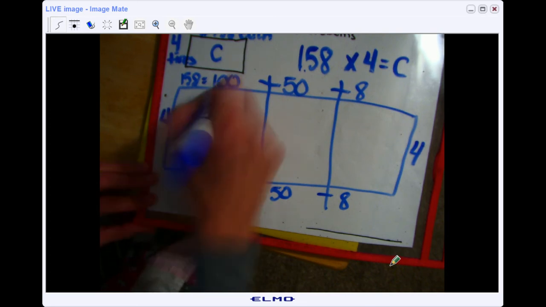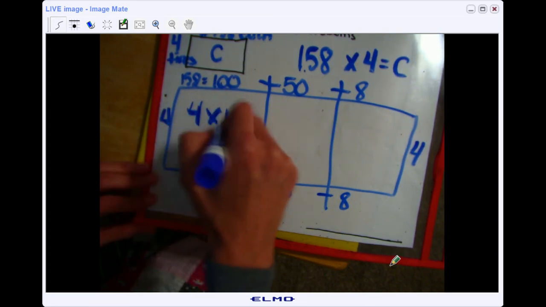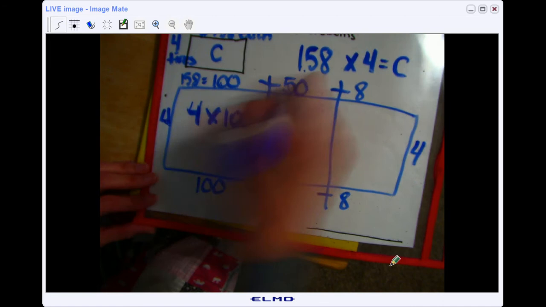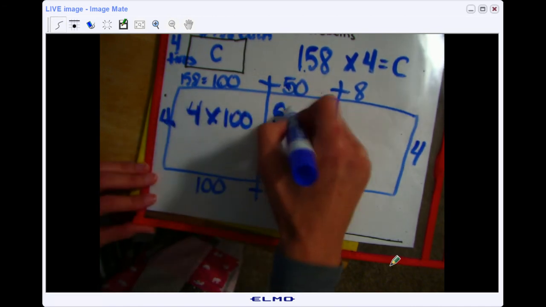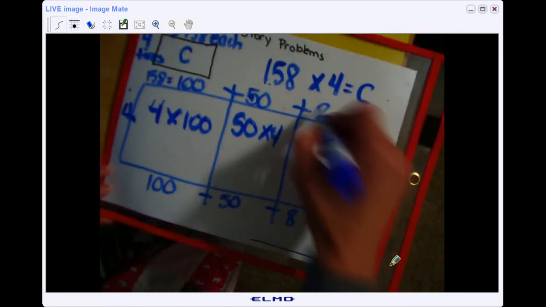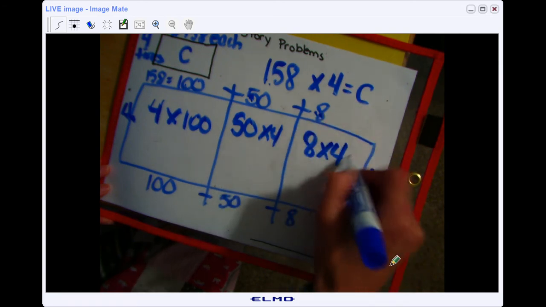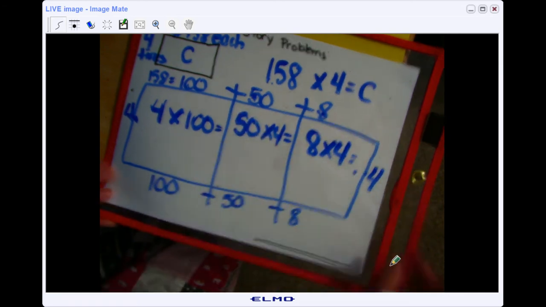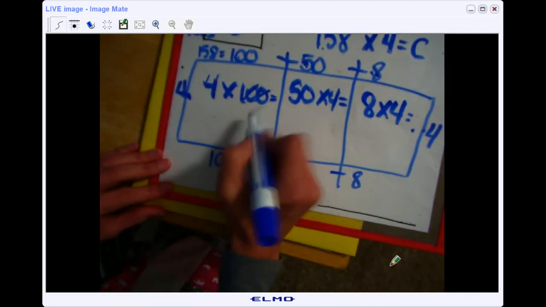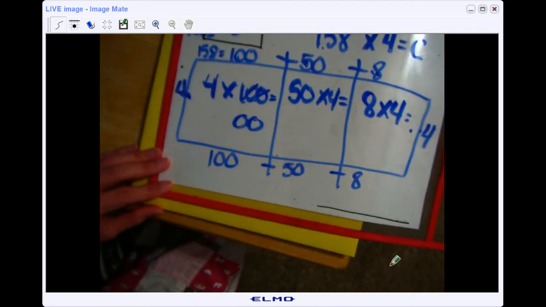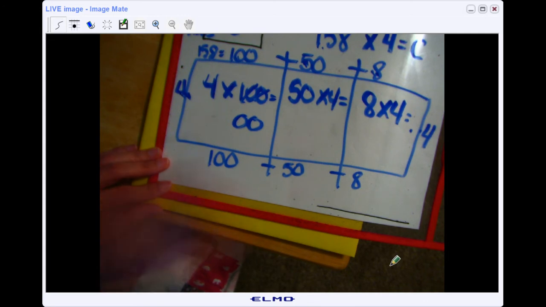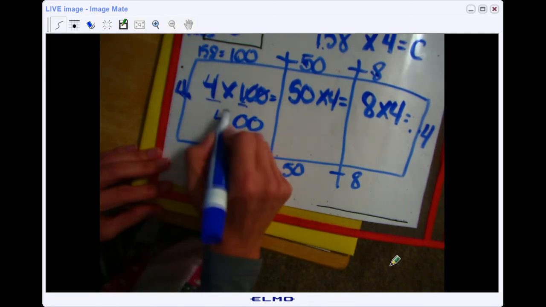So 4 and 100, 50 and 4, and 8 and 4. Okay, I'm ready to solve my equations. I'm not going to let those zeros be the death of me. This is the hundreds place. I'm going to put 2 zeros there for hundreds. And then 4 times 1 is just 4.